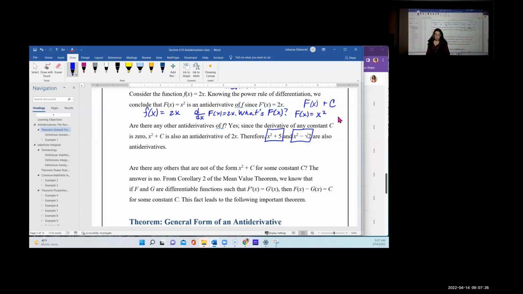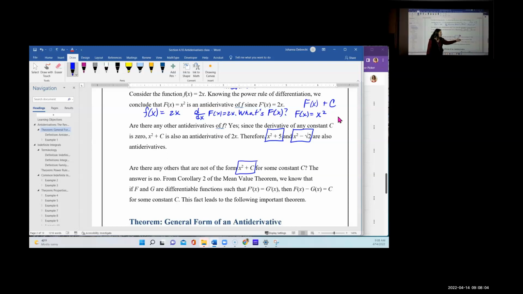So again, we see that we get a class of functions, and a class of functions can be written generically as x squared plus c for some constant value c. Any real number at all will do. Now, we know from corollary 2 of the mean value theorem that if f and g are differentiable functions so that their derivatives are equal, then they vary by only a constant. So that means that there are not any other antiderivatives except ones of the form x squared plus c.